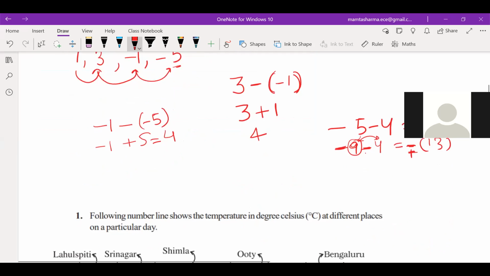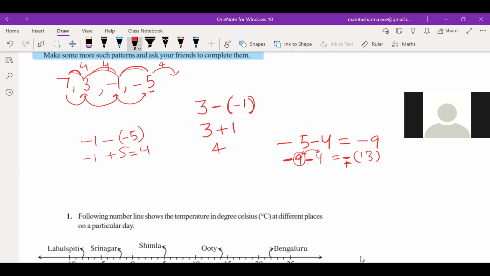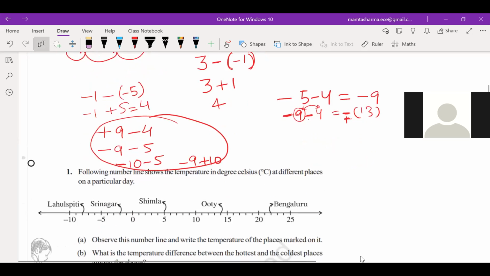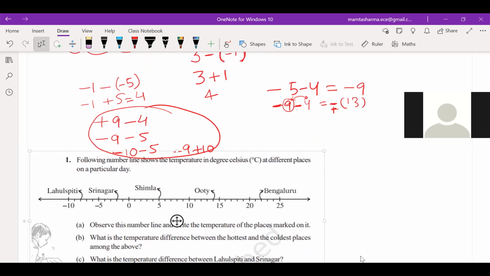Aditi, you note down a few homeworks, only for Aditi. Aditi, note down. Yes, ma'am. And do it. I will ask you after some time. Plus 9 minus 4. Are you writing? Yes, ma'am. Minus 9 minus 5. Minus 10 minus 5. And minus 9 plus 10. This homework is only for Aditi. You do it. Okay? Yes, ma'am.